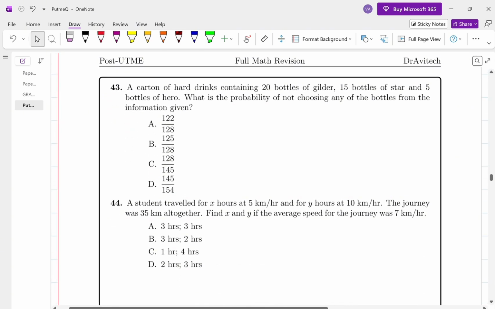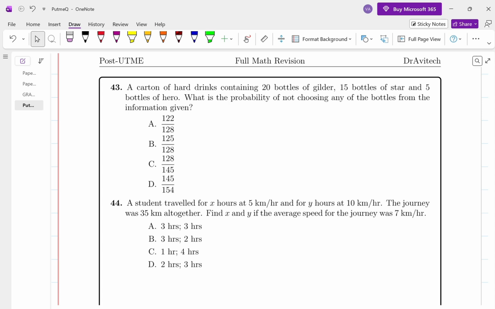Question 43. A carton of hard drinks containing 20 bottles of Gouda, 15 bottles of Star, and 5 bottles of Hero. What is the probability of not choosing any of the bottles from the information given? If you look at this question very well, the answer should be 0, because you are saying you want to pick a bottle that is not among what you've given to us. So it's 0 because that bottle does not exist.